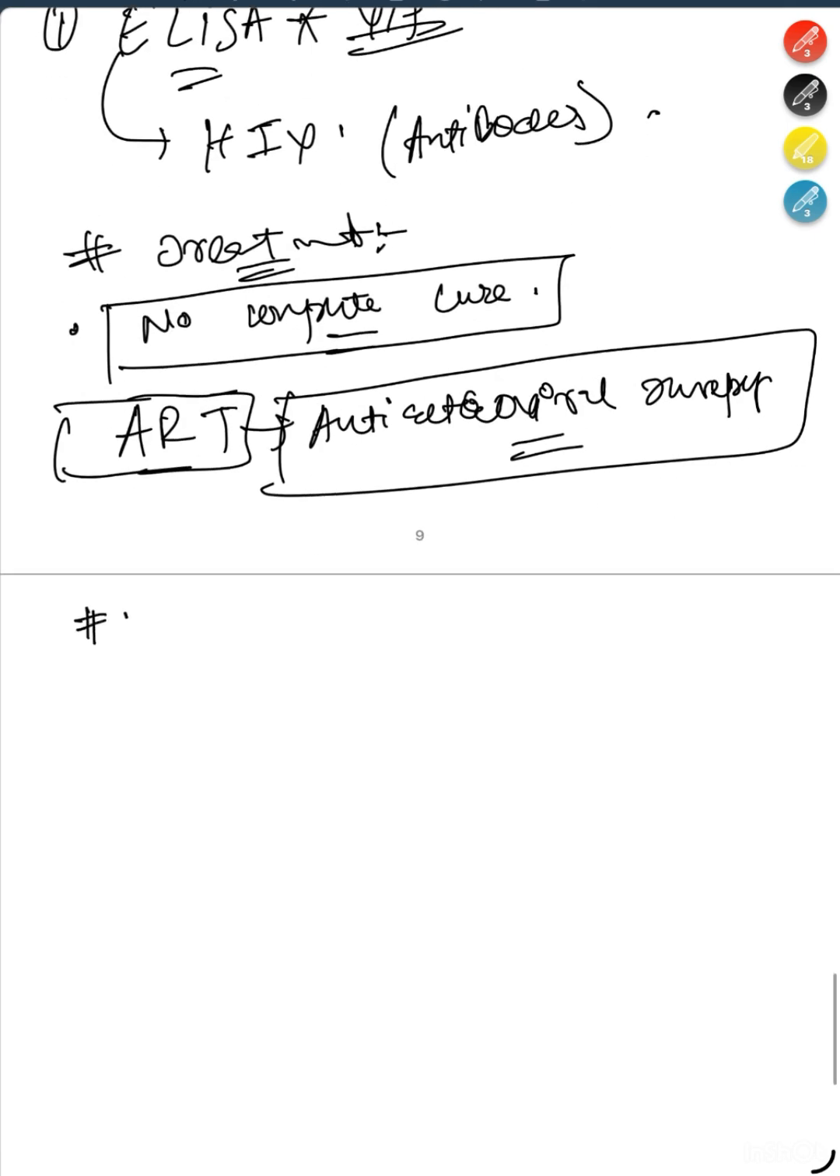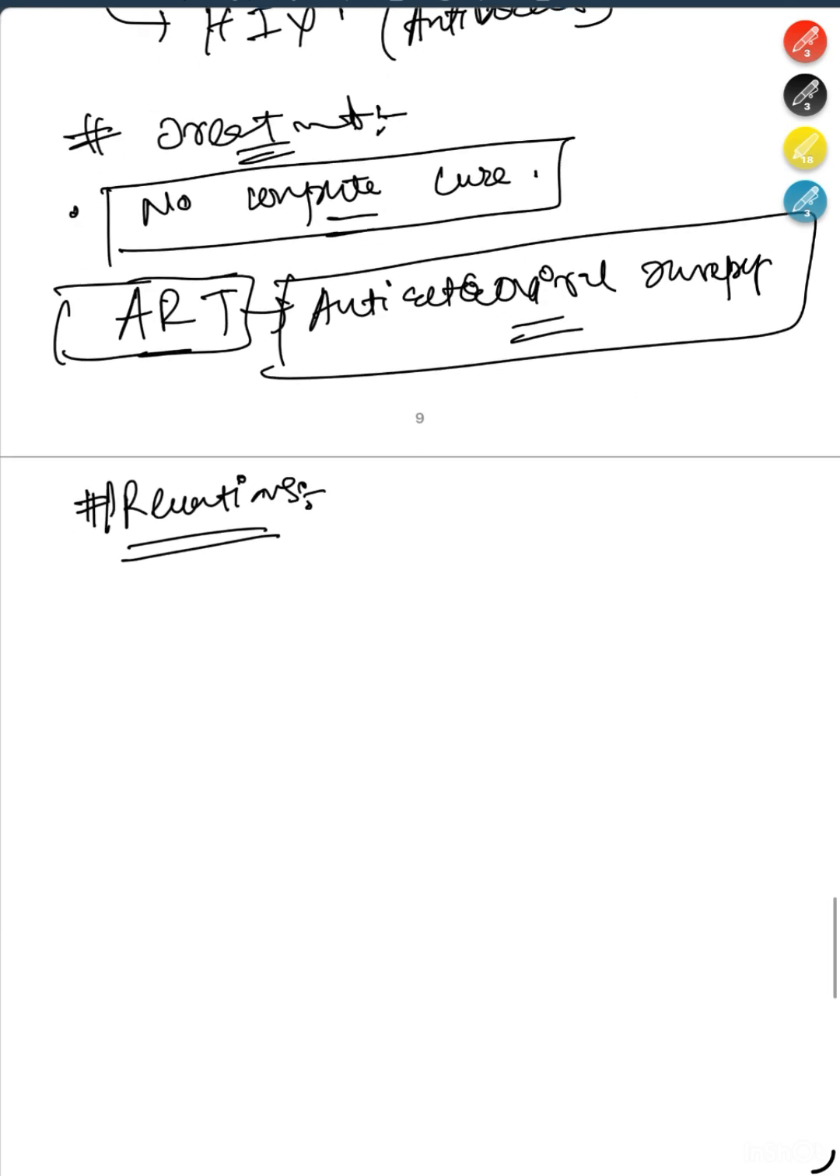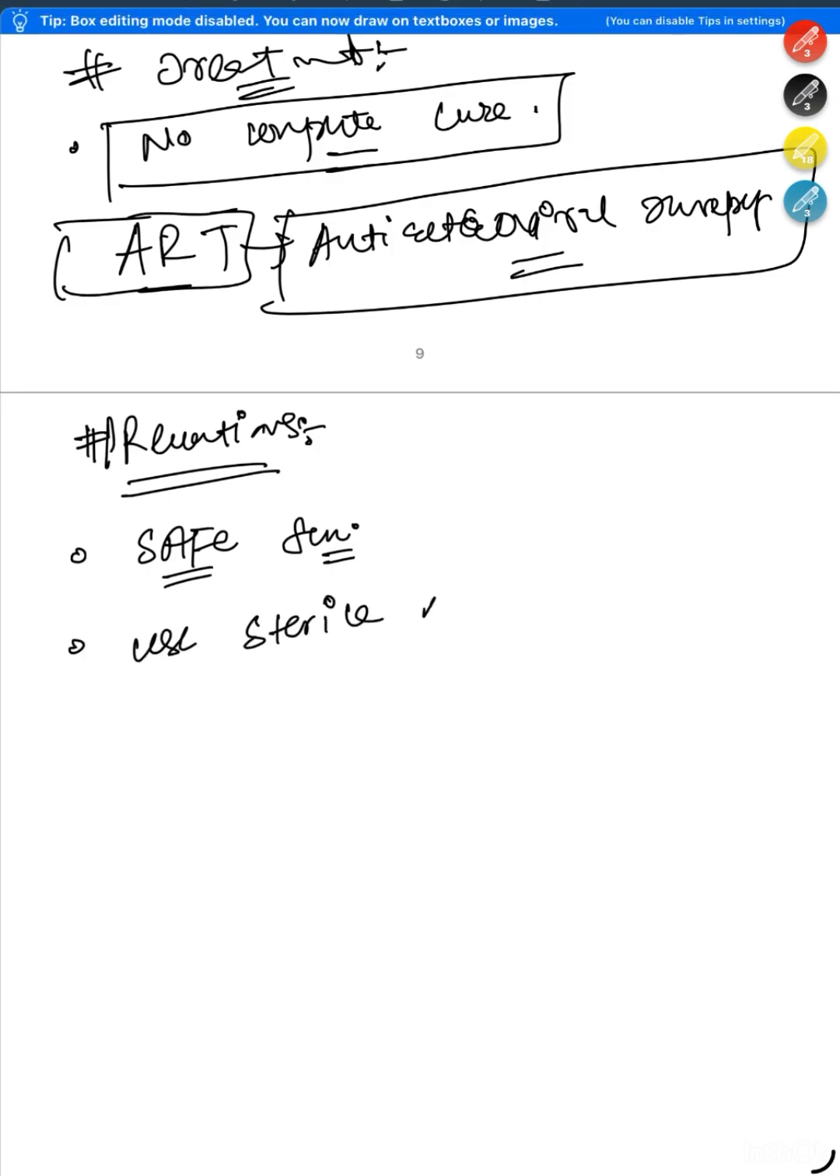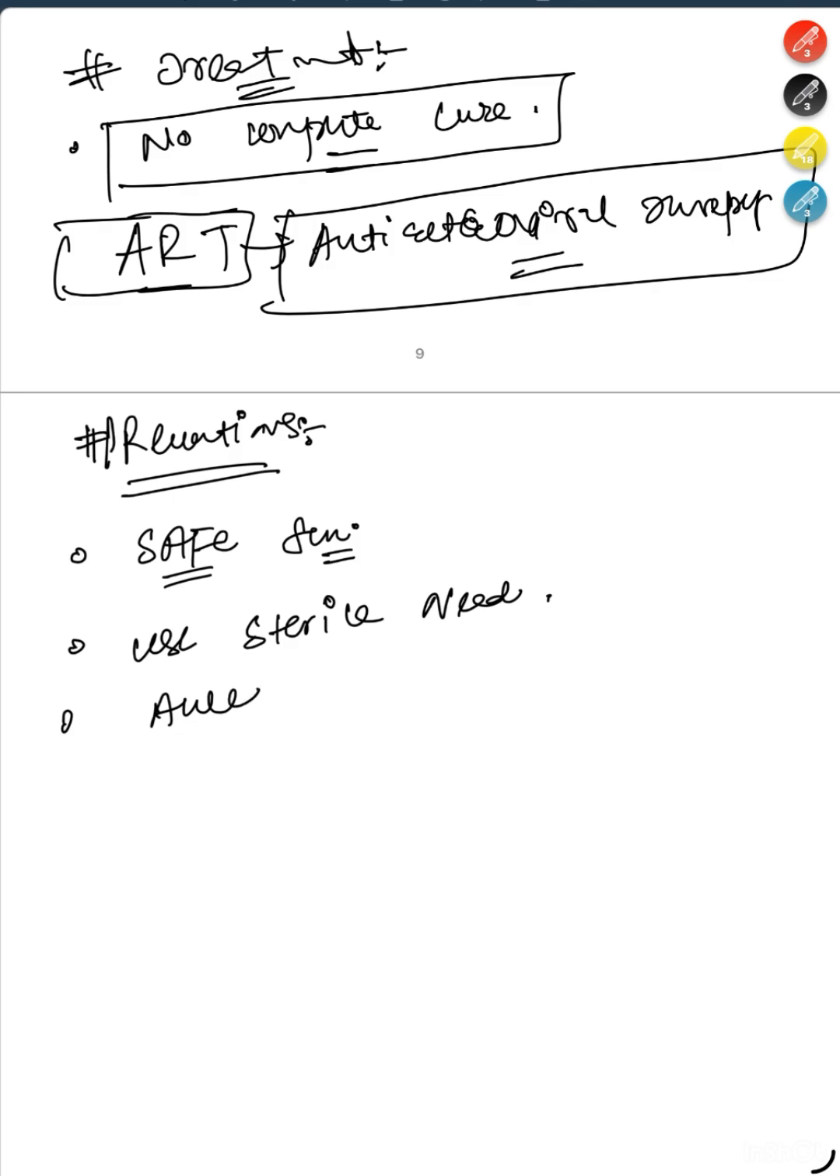Right? So now how can we prevent AIDS? If we talk about prevention, there are some preventive measures that we can follow to be safe from this HIV. Fine. Firstly, have safe sex, meaning whenever you are having sexual contact, the person should use a protection system. Second, use sterile needles. Also, there should be awareness.